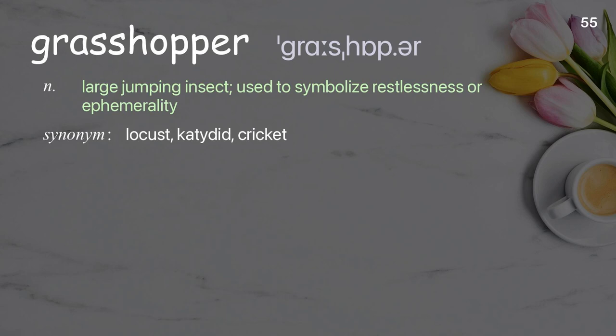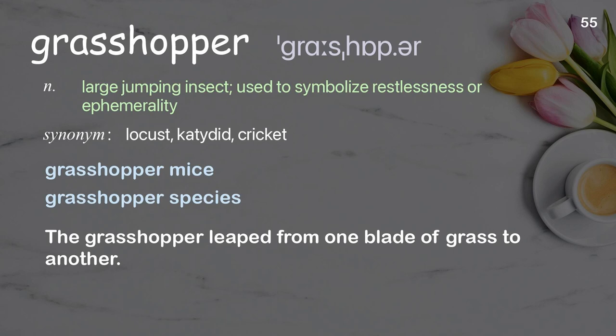Grasshopper. Large jumping insect, used to symbolize restlessness or ephemerality. Examples: grasshopper mice, grasshopper species. The grasshopper leaped from one blade of grass to another.